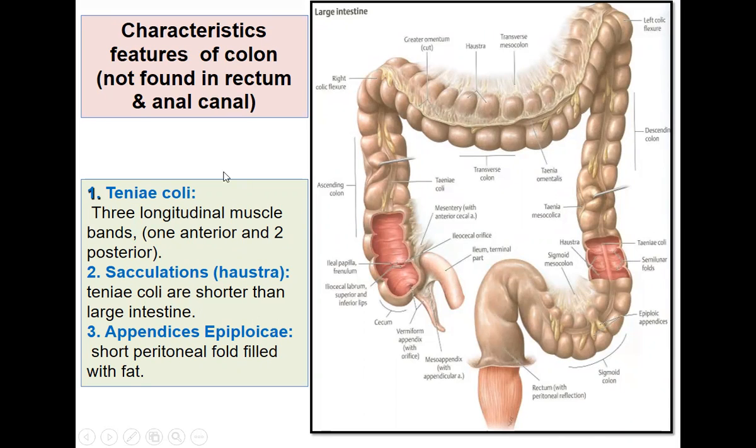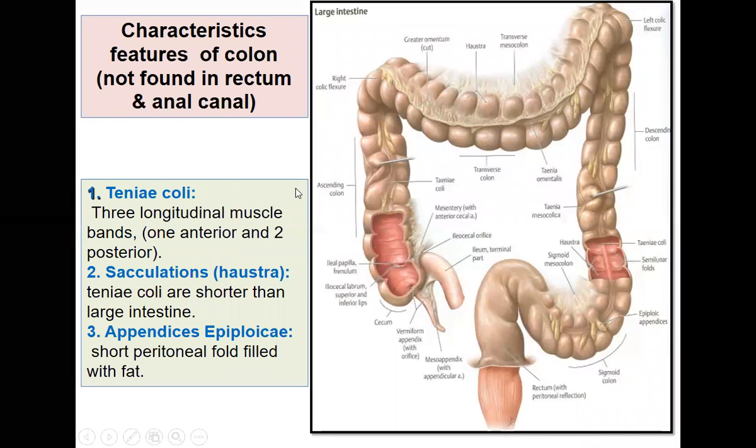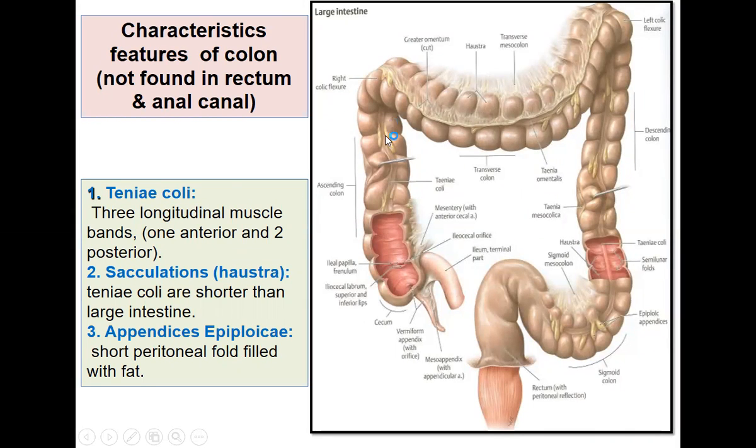One is called taenia coli. Second is the sacculations or haustrations. The third is the appendices epiploicae. The first one is the taenia coli. What are taenia coli? If you see here, they are long bands of fibers. If you study the histology, the wall has internal circular and outer longitudinal smooth muscle fibers.